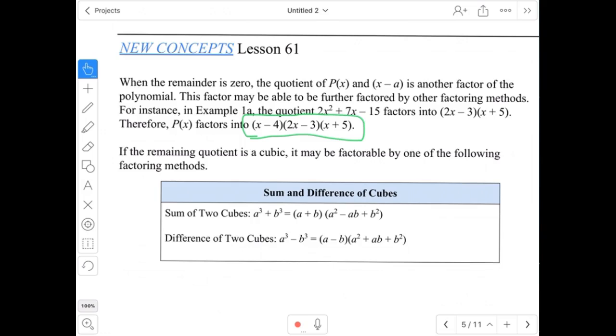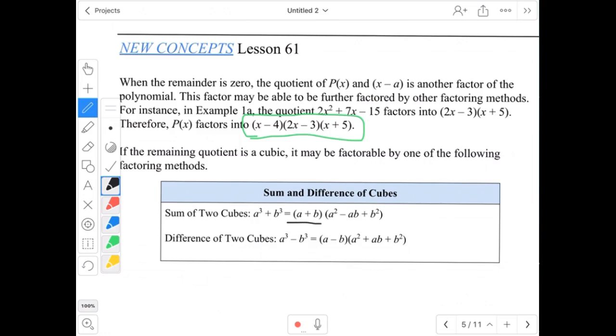If the remaining quotient is a cubic, it may be factorable by one of the following factoring methods. So we have a sum of two cubes, or we have a difference of two cubes. Kind of the same way we have a sum of squares and a difference of squares. So in the sum of cubes, you notice we have a and b, so we would have to figure out what those are, because one of them could be a number that is already cubed.